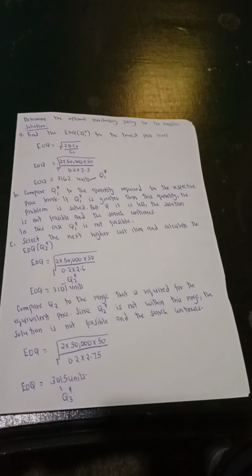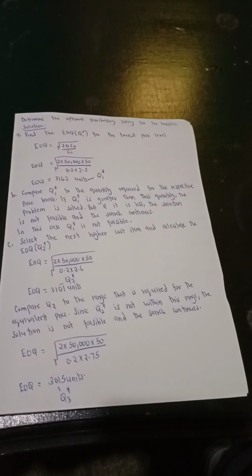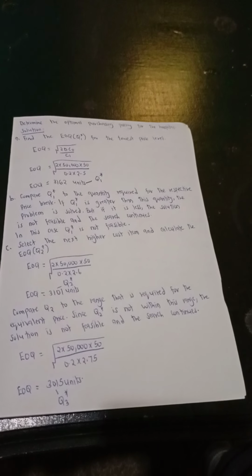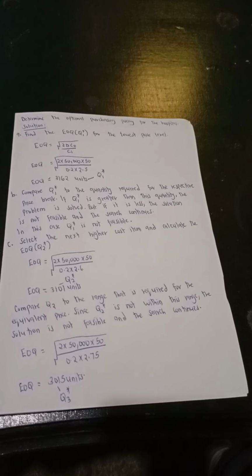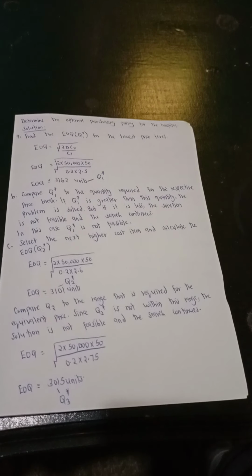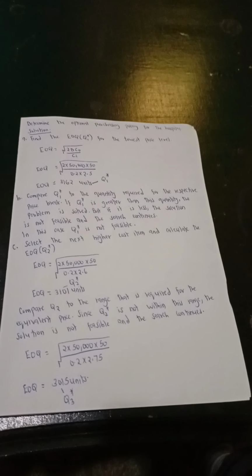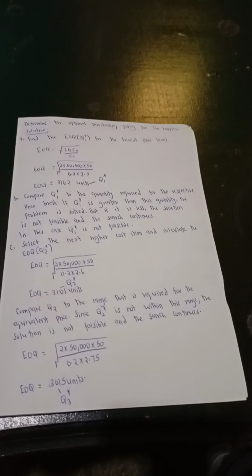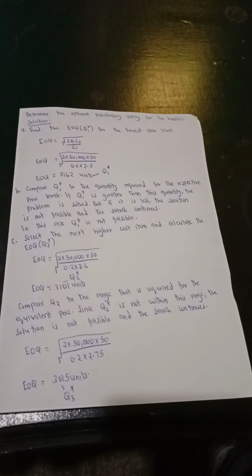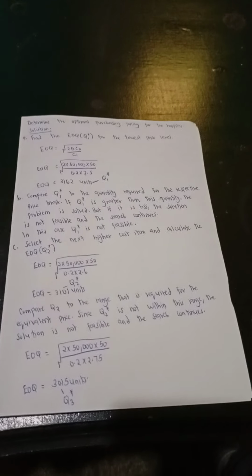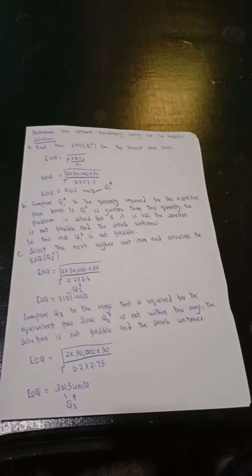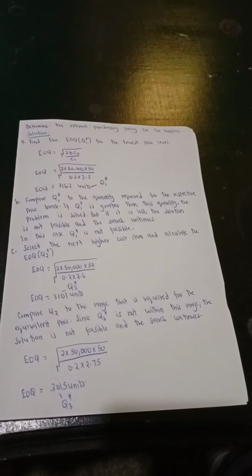We look for EOQ3, where we are saying that EOQ is going to be the square root of 2 times 50,000 times 50 all over 0.2 times 2.75, and we get that the EOQ is going to be 3,015 units. You will notice that in this case, the only thing that is changing is the price when we are calculating the EOQ. Everything else is just the same.